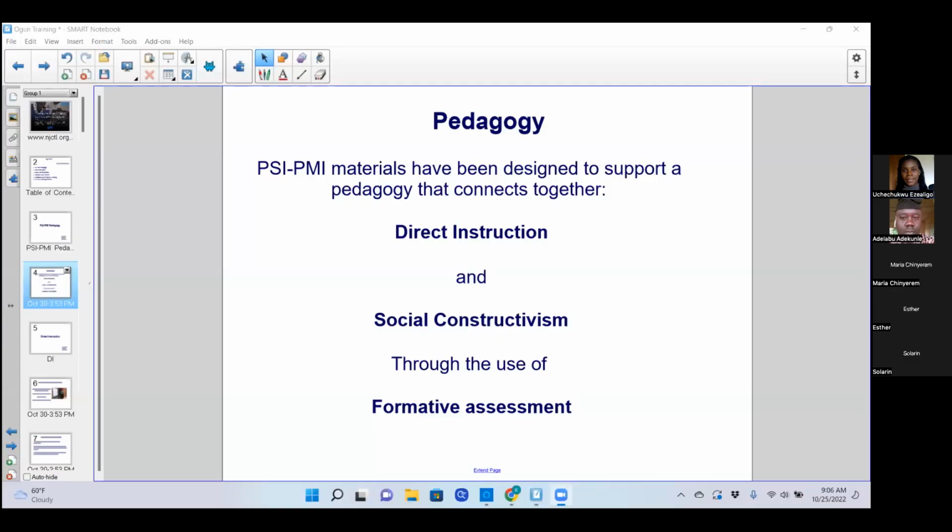Problem. All right. So the three main areas we're going to talk about are direct instruction, social constructivism, and formative assessment. With the PSI, PMI, they are our main areas that I would say really stand out and are different than other teaching pedagogy. We will also talk a little bit about the grading philosophy of PSI, PMI.